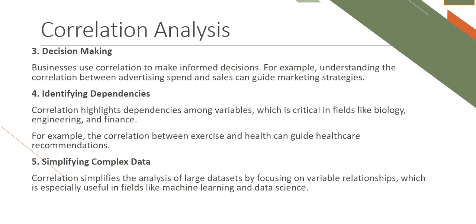Next, identifying the dependency. Is there any variable that is dependent so that it is leading to loss? For example, if a company want to judge why the company is under loss, we have to check the dependency and the loopholes. For that, we use correlation analysis. So here I have given one example. Between exercise and health can guide healthcare recommendation. So how is your health? What kind of exercise you do? So it can help you to overcome that.